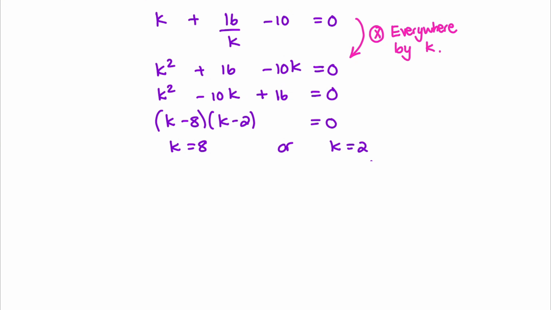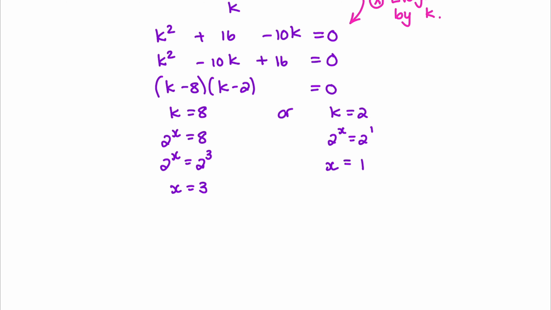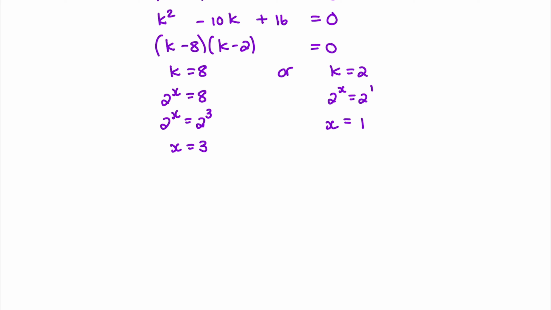Now you have a trinomial, and if you reorder the terms, you can have it as k squared minus 10k plus 16. And this is quite an easy trinomial to factorize, so it leads me to k minus 8 times k minus 2. So when I solve for k, I have k is equal to 8 and k is equal to 2. But the original question said solve for x.